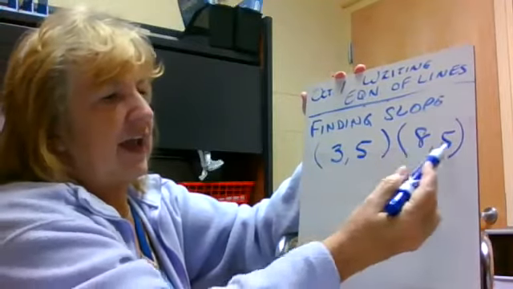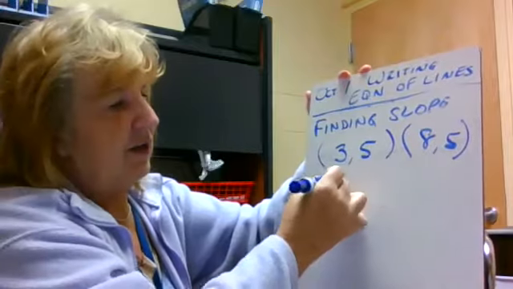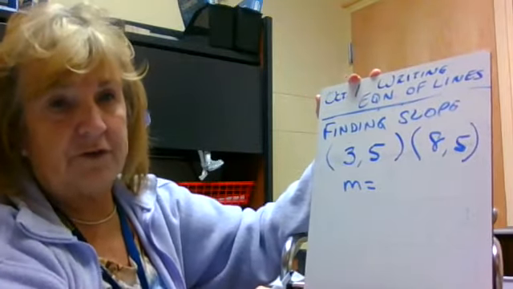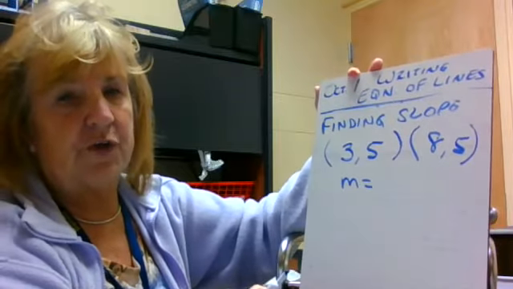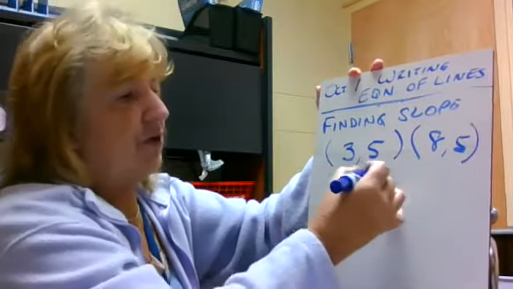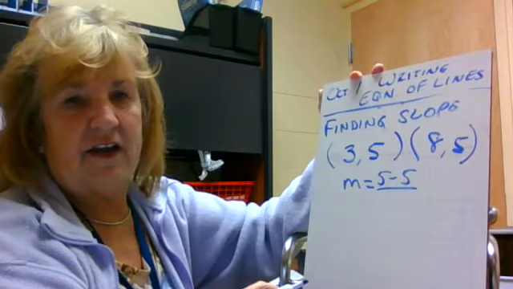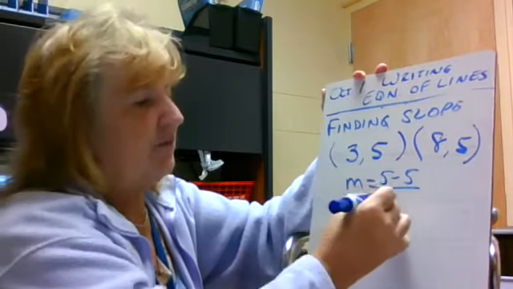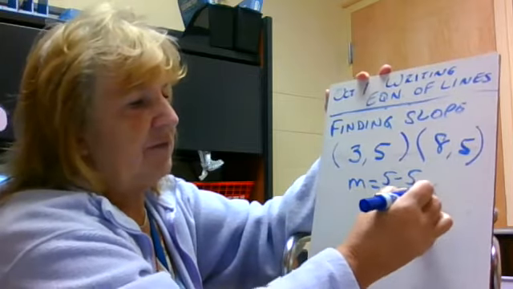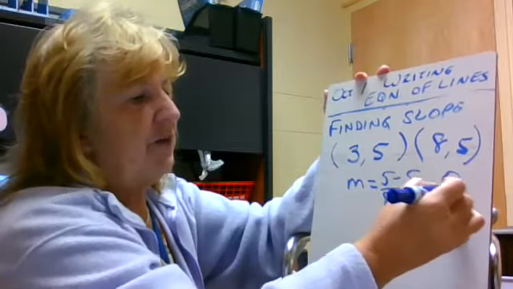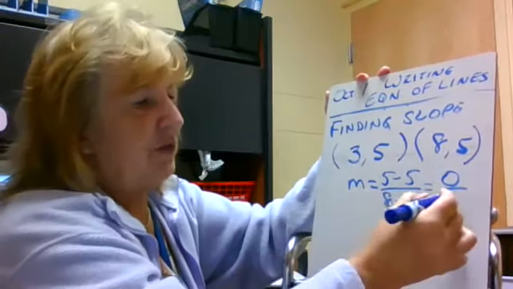X, Y, X, Y. We do vertical numbers first on the top. The verticals are the y's. So I'm going to go 5 minus 5, and on the bottom, 8 minus 3. Well, 5 minus 5 is 0. 8 minus 3 is 5.